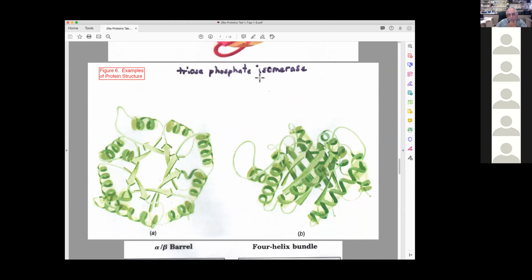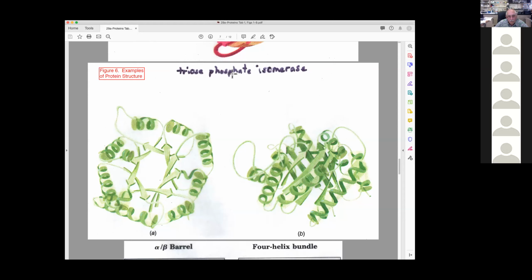Triose phosphate isomerase. Okay, well, you guys know what an isomer is, right? So what does an isomerase do? It turns one isomer into another isomer. So triose phosphate, you know what a triose is, right? Triose phosphate. So in other words, what would an isomerase do? Take the phosphate and put it on one carbon compared to another carbon. It moves the phosphate group around.